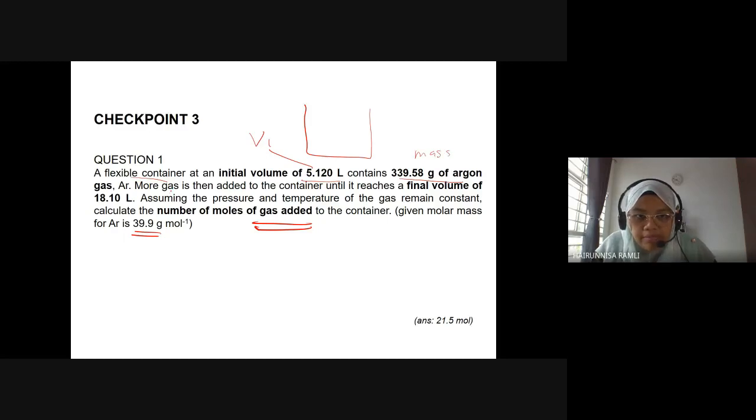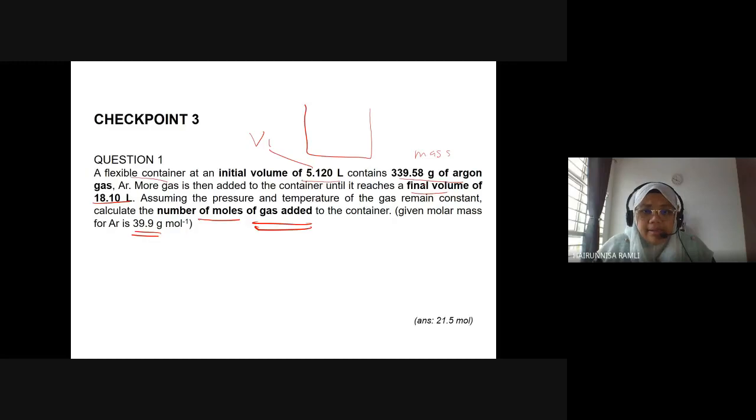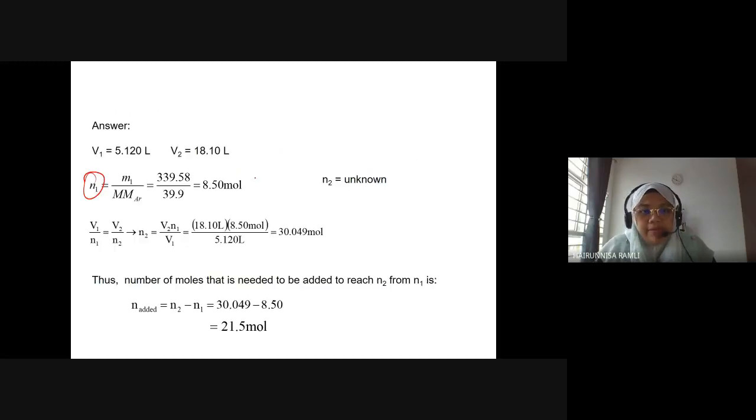And then more gas is then added, so masuk lagi gas, so final volume dia bertambah. So assuming the pressure and temperature of the gas remain constant, calculate the number of moles added. So of course V dengan N, you actually want to get N lah, betul tak? Tapi sebabkan N dia tak directly N, dia mass, so you have to find mass over molar mass and then masukkan dekat dalam N1. Then you will calculate for N2. So dapat N2. Again, sama juga dia nak N yang added kan.